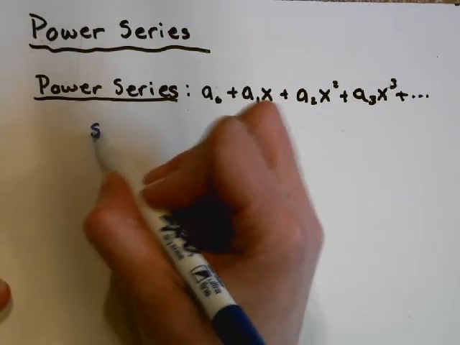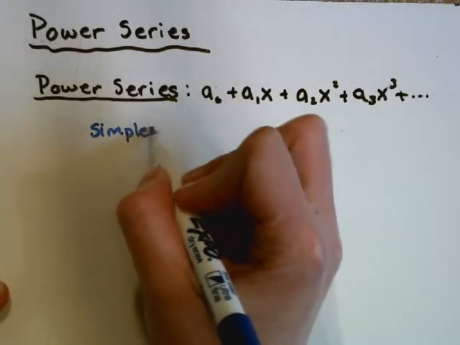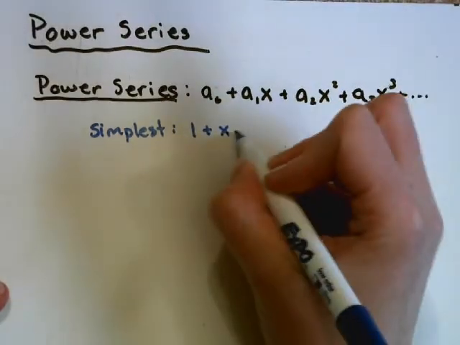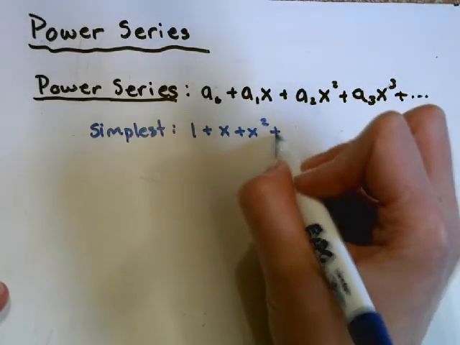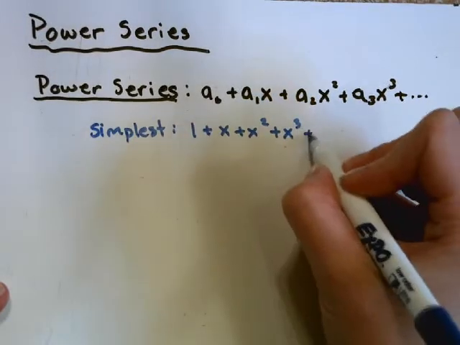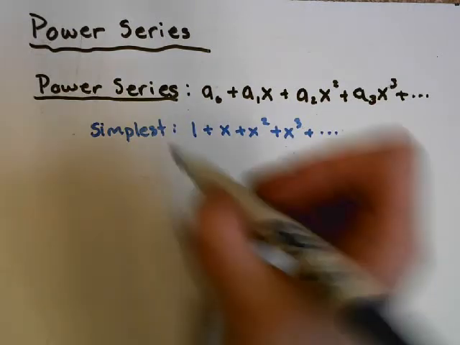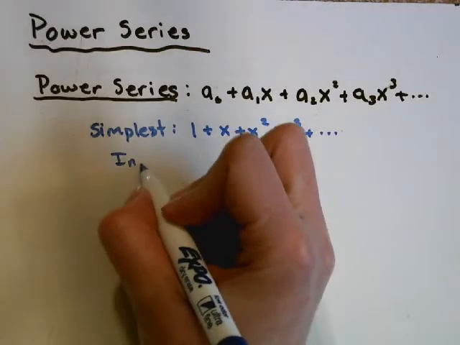So let's look at the simplest one. And that's going to be 1 plus x plus x squared plus x cubed, and so on. It's called a power series because it is a series, the sum of the terms, of things that have powers. And hopefully you can see, even though it's kind of funny, this is an infinite geometric series.